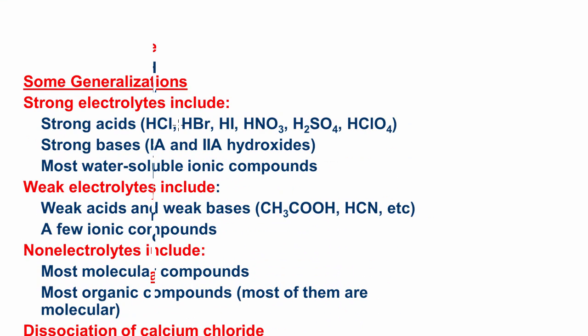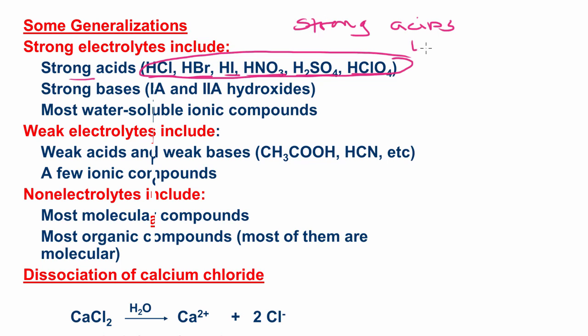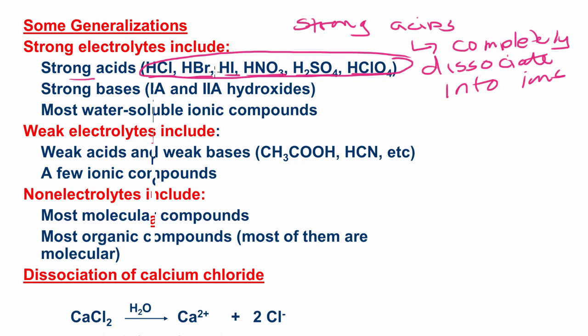Okay, let's go up here. So we'll make some generalizations. The strong electrolytes include strong acids: hydrochloric, hydrobromic, hydroiodic, nitric acid, sulfuric acid, perchloric acid. Memorize these. Know these. These are the strong acids. In other words, they completely dissociate into ions. Make sure you know the strong acids.